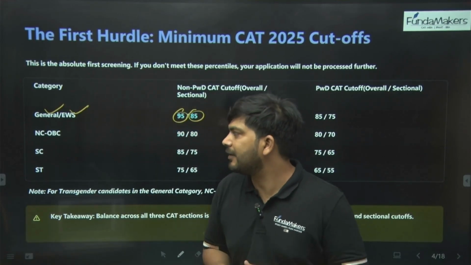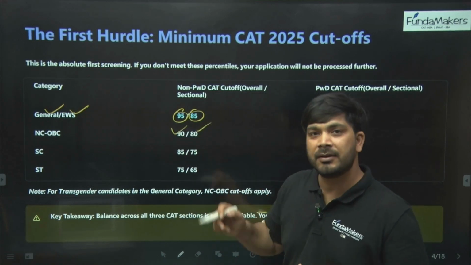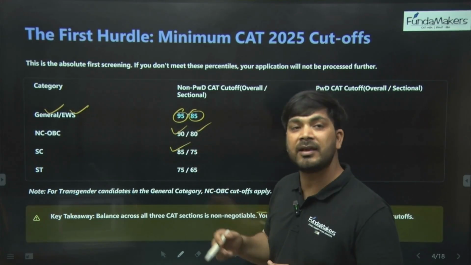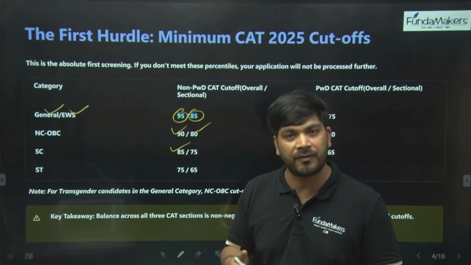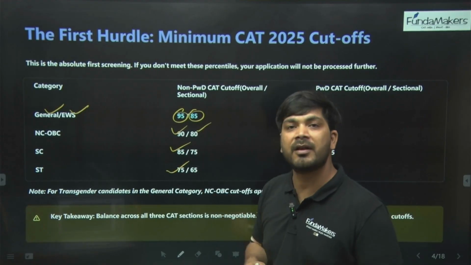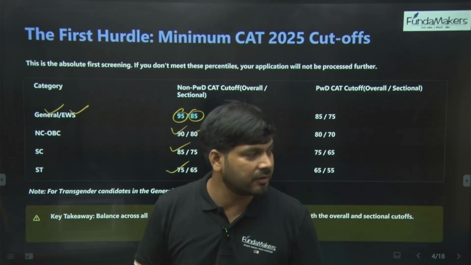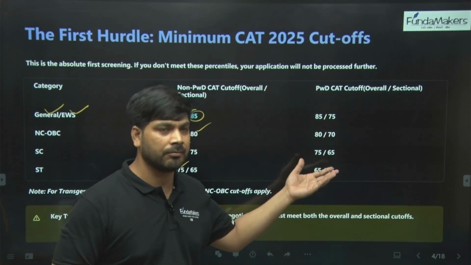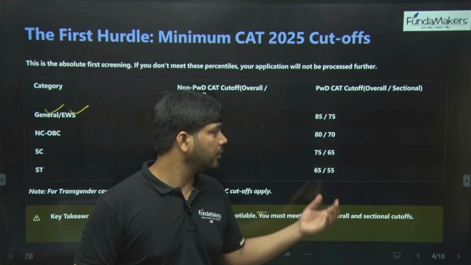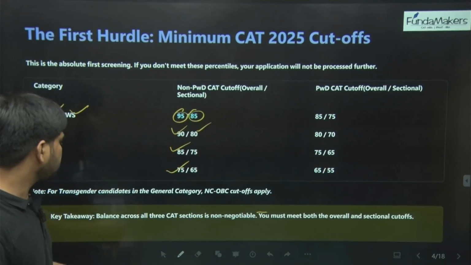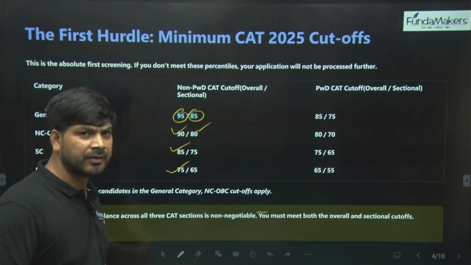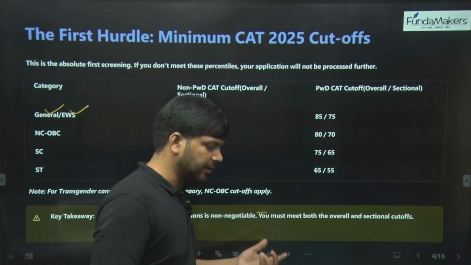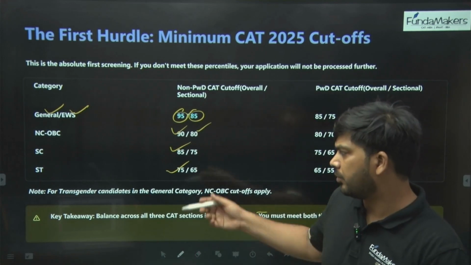Similarly, if you look at NC and OBC, we are looking at 80 sectional cutoff each and 90 overall. SC category is 85 overall and 75 sectional, and ST is 75 overall and 65 sectional. Now, physically handicapped, we are not talking about it. You may take a look at the table. I mean, there's nothing very fancy out here. And transgender students will be given the same weightage as the NC OBC and the general category, and the NC OBC cutoffs. So this is what it is.